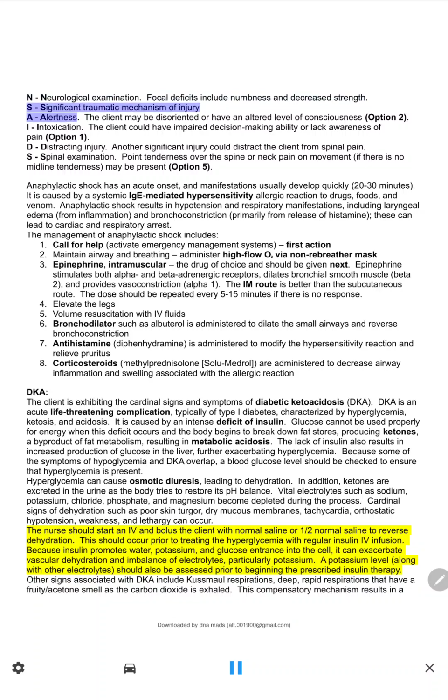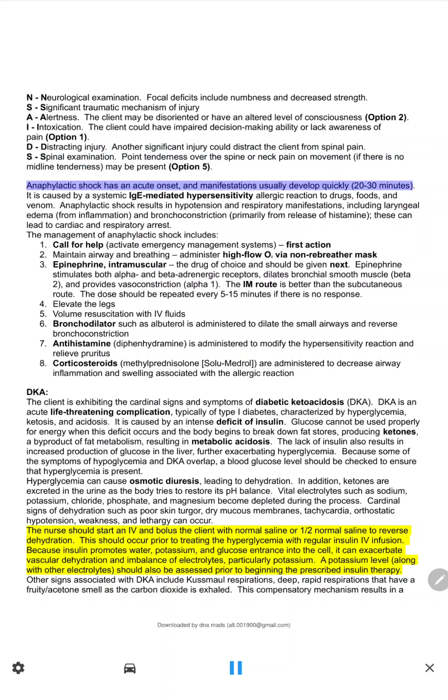N. Neurological examination. Focal deficits include numbness and decreased strength. S. Significant traumatic mechanism of injury, alertness. The client may be disoriented or have an altered level of consciousness, option 2. I. Intoxication. The client could have impaired decision-making ability or lack awareness of pain, option 1. D. Distracting injury. Another significant injury could distract the client from spinal pain. S. Spinal examination. Point tenderness over the spine or neck pain on movement, if there is no midline tenderness, may be present, option 5.